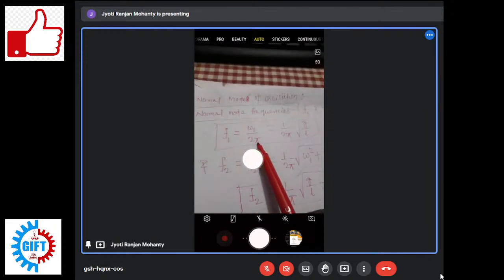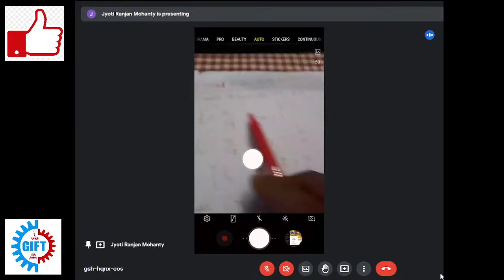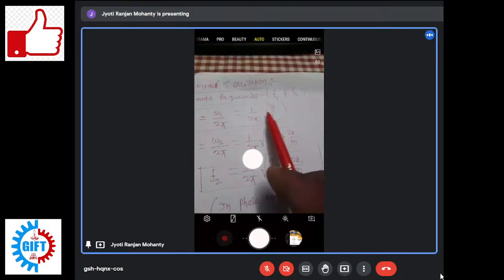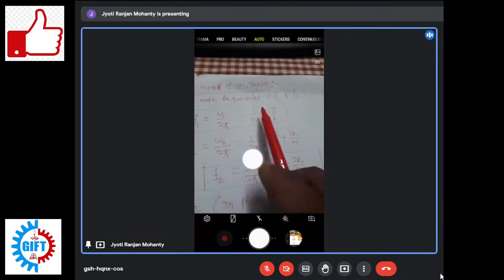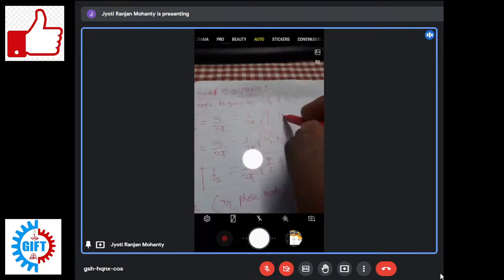What is the value of omega 1? Square root of G by L. So this is 1 by 2 pi times the square root of G by L. We have taken omega 1 square, so F1 is 1 by 2 pi into square root of G by L.